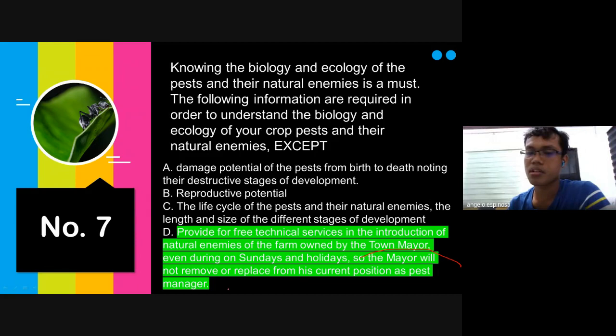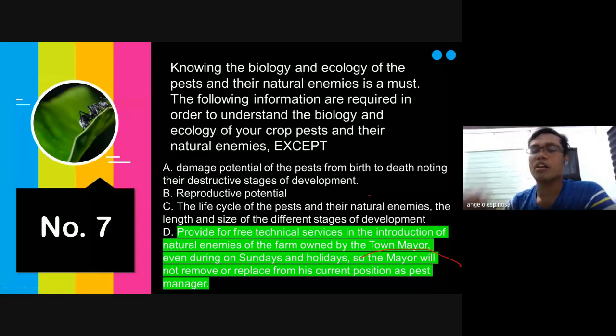So, yun. Hindi naman alam din ni mayor kung ano yung ginagawa niya. And then, ano din ang pagkaalam ni mayor pagdating sa mga ganitong bagay. So, it is not actually the obligation of the mayor. It is already the obligation of the municipal agriculturist officer. Okay? No? Regarding on this matter. Okay? So, let's now proceed to number 8.